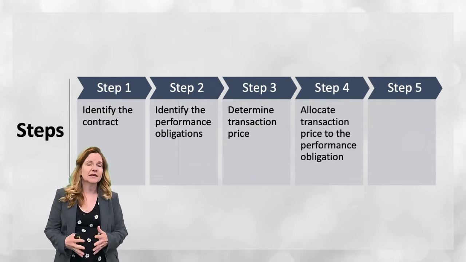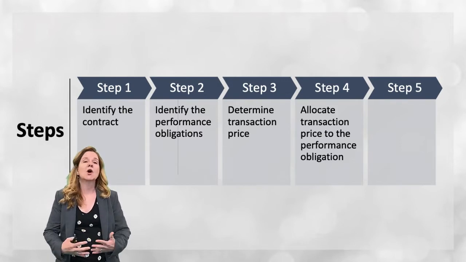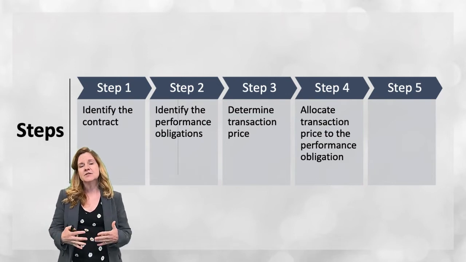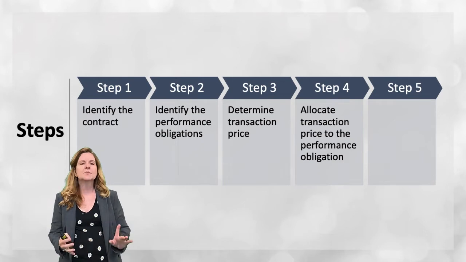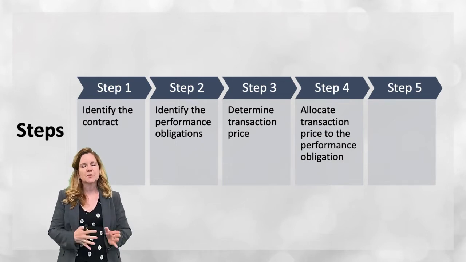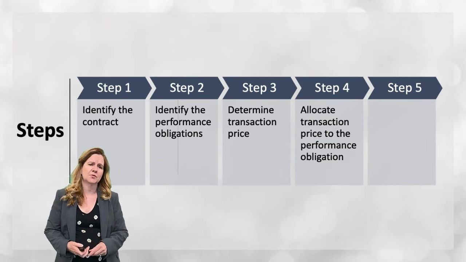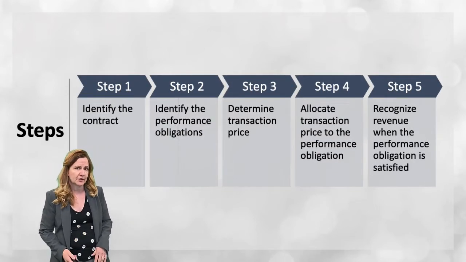Step 4 is to allocate the transaction price. If you have multiple performance obligations, maybe the contract calls for a good being exchanged and a service, then the transaction price has to be allocated between those. If there's just one performance obligation, then it's simple. The whole transaction price will be allocated to that one performance obligation. And step 5 is to record it in your accounting records, the revenue.